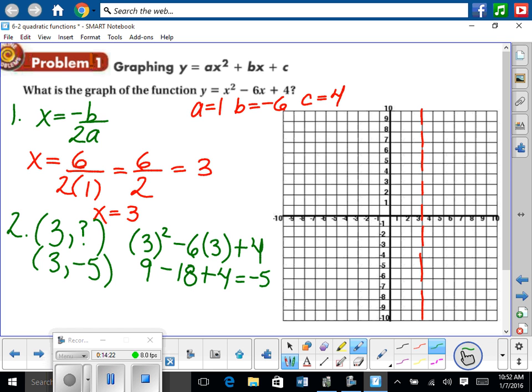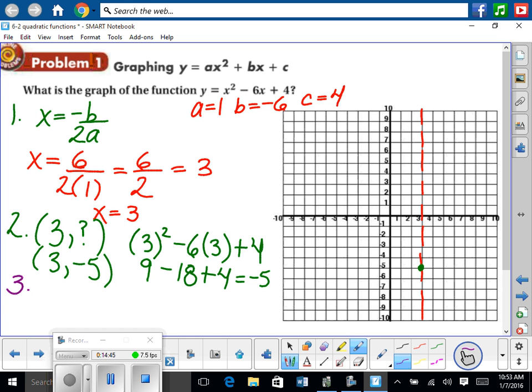So now I'll plot my vertex. Over 3, down 5. So now this is the size of the point. But can anyone tell me if this is a smiley face or frowny face? Why do you say smiley face? Because A is 1. Good. A is 1, so it's positive, right? So it's going to be a smiley face. Very good.